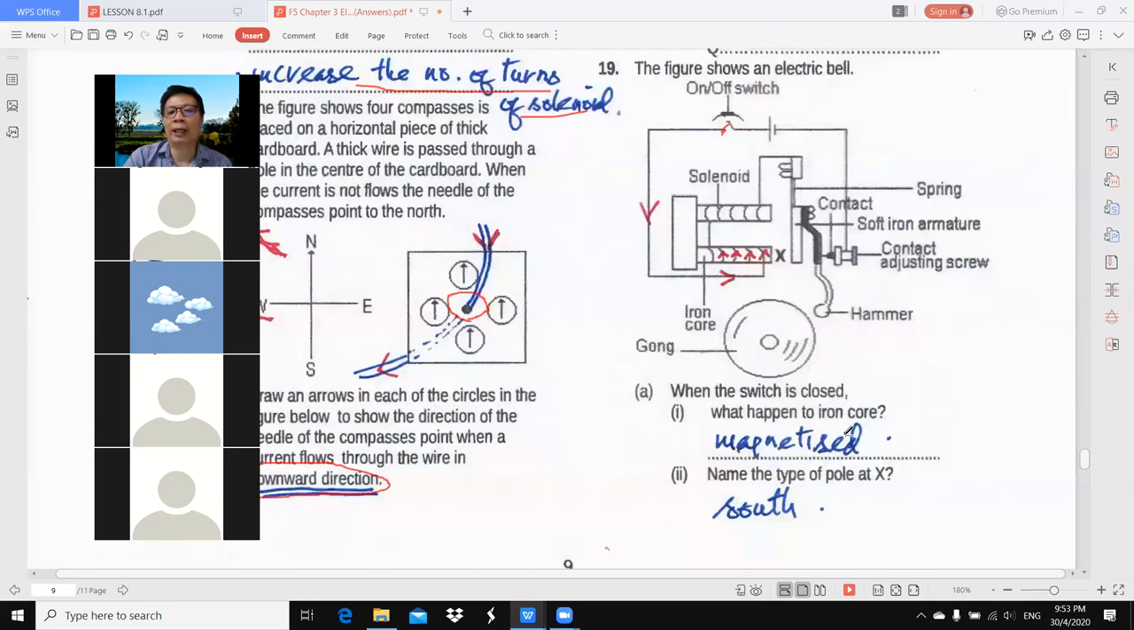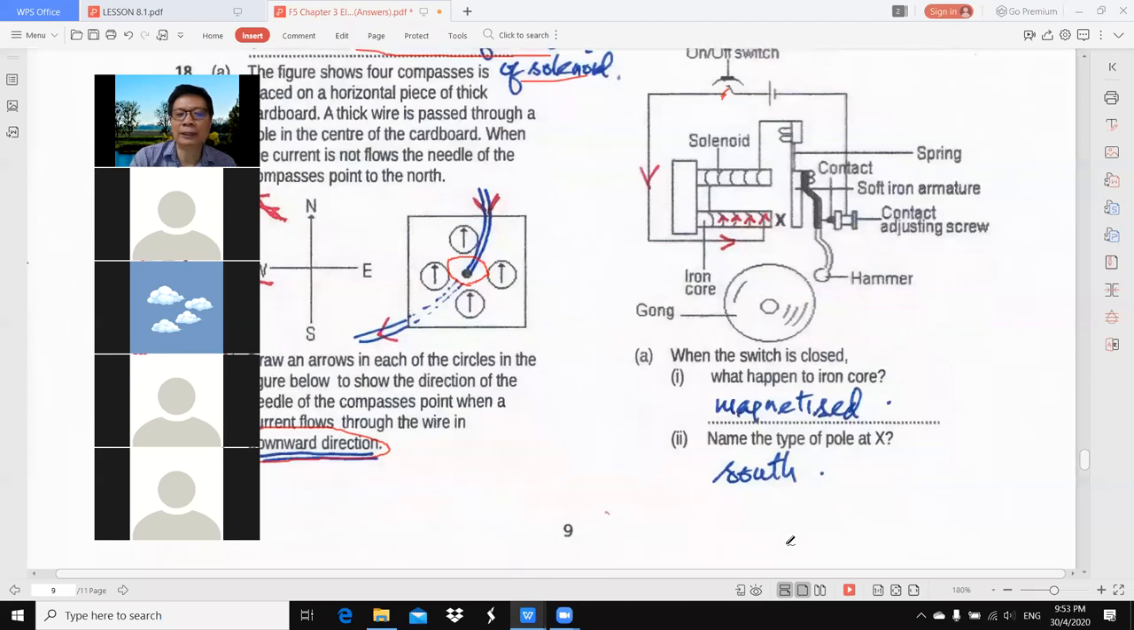So the iron core is magnetized, no? It becomes a magnet, so it's magnetized. Because there is current going inside, it becomes a magnet, so magnetized. Okay? Types of pole, why is it south? Use your hand, I have drawn the diagram already. Here is south, meaning here is north, so your hand is like that. Hold the solenoid. The point here is north, so here is south, because the current goes up, so your other fingers must follow, go up, okay. Yeah, it's south. Okay, next question.